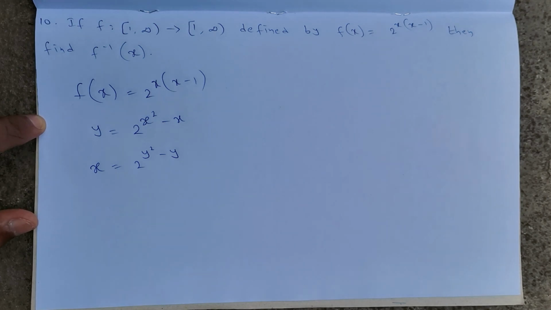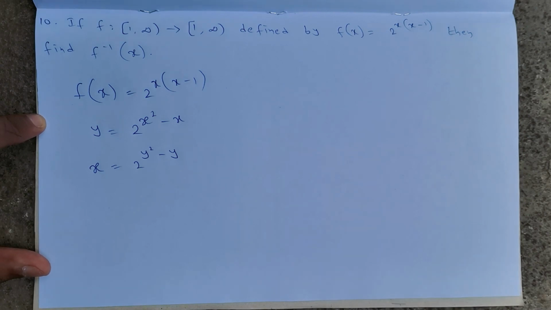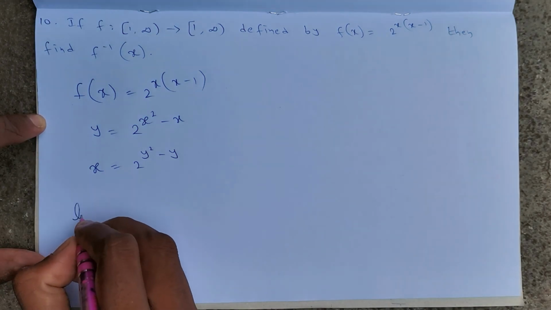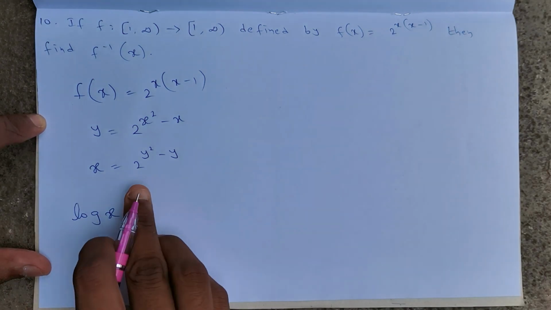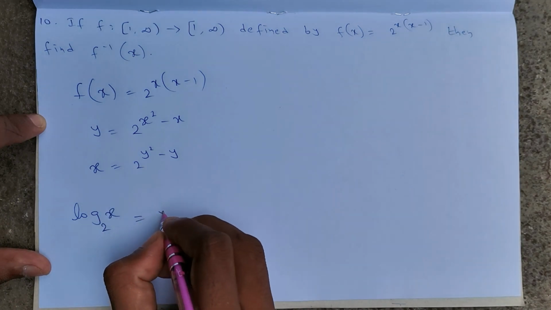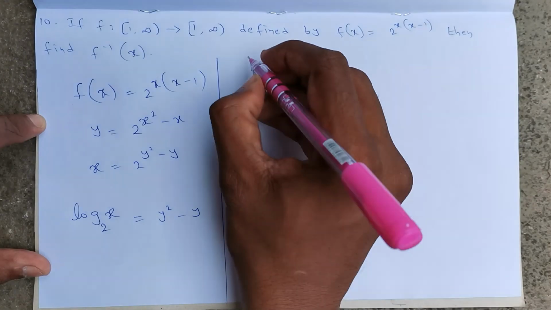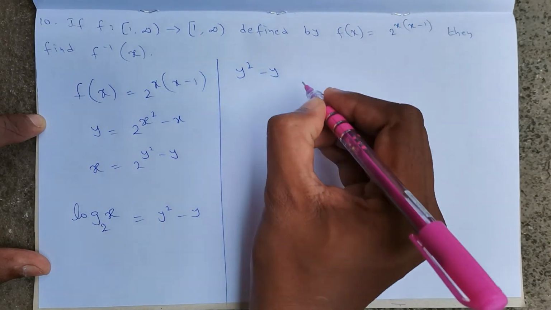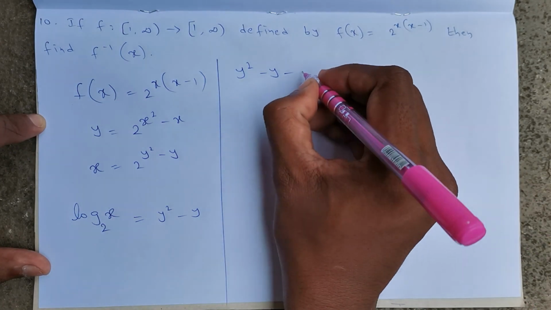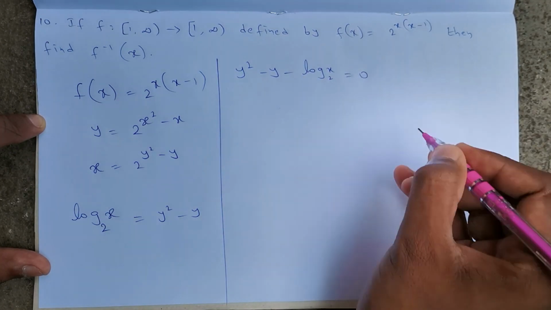Now this is exponential form. I will convert this to logarithmic form. So here x is there, keep log x. Here it is base 2, right, here also base only, is equal to y square minus y. Now everything I will take to one side, so we will get y square minus y, this log x base 2 will become minus log x base 2 is equal to 0.